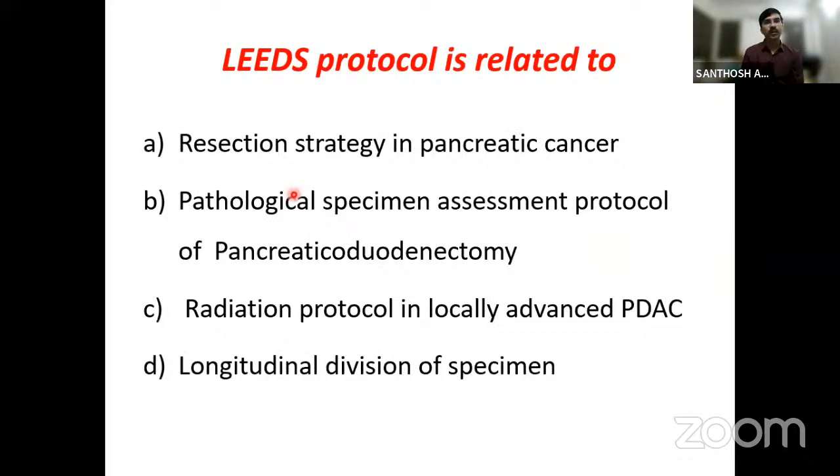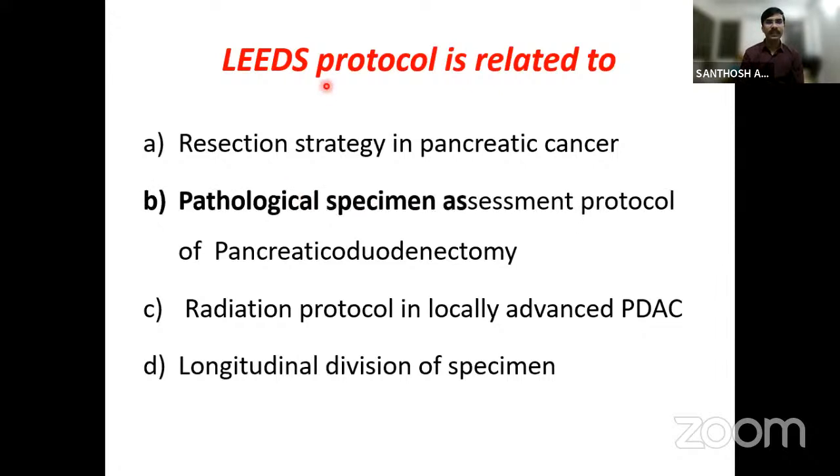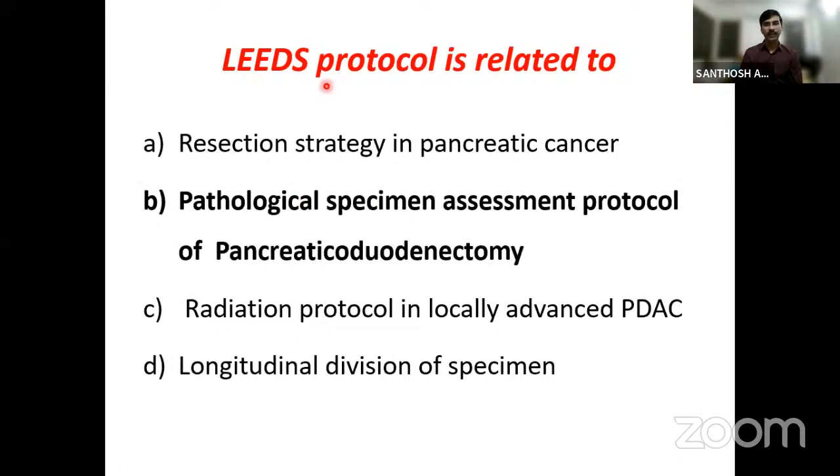So what is the Leach protocol? The Leach protocol is related to one of the following, whether it's a resection strategy or a radiation protocol. Yes, the SMV was retracted in that. The SMV was retracted towards the left side. So the Leach protocol options, dummy options, include resection strategy, pathological assessment protocol, radiation protocol, and longitudinal division of the specimen is followed. So the answer is it's the pathological specimen assessment protocol of pancreatoduodenectomy.